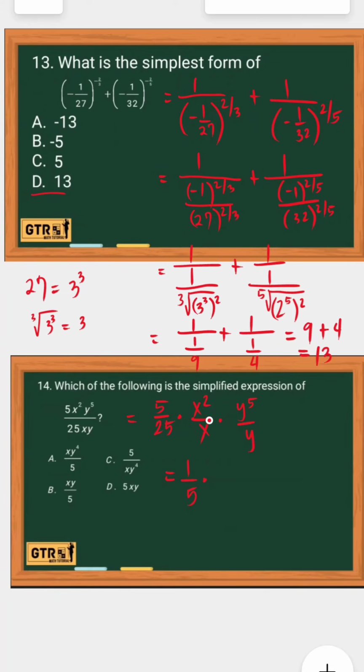So kung saan law of exponent, quotient law, kung saan mas malaking exponent, nandun yung answer natin. X squared over x, mas malaki ang numerator. So therefore the answer is, nasa numerator, x. Times y to the fifth over y. So ito ay may 1. So subtract lang 5 minus 1 na mas malaki ang numerator. So y to the fourth. So therefore, final answer. So yung 1 hindi na isusulat. Pagsamahin lang natin, xy to the fourth over 5. Which is letter A.